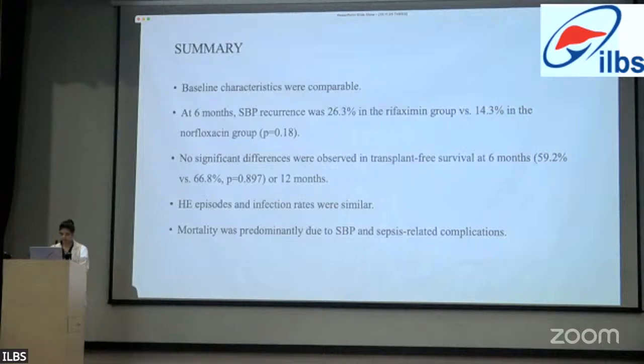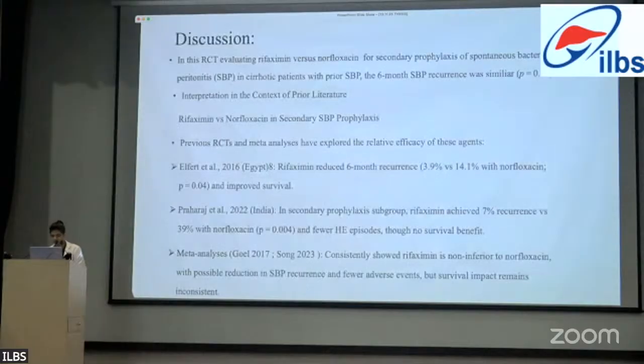To summarize, the baseline characteristics were comparable. At 6 months, SBP recurrence was 26% in the rifaximin arm and 14% in the norflox arm. No significant differences were observed in the transplant-free survival at 6 or 12 months. HE episodes and infection rates were similar. Mortality was predominantly due to SBP and sepsis-related complications.